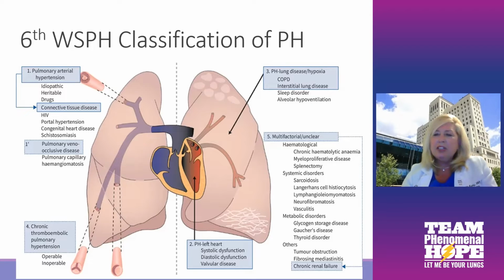Again, medications that are FDA approved to treat are the group 1 pulmonary arterial hypertension patients, the group 3 interstitial lung disease, particularly those group 3 patients, and there are medications approved to treat chronic thromboembolic pulmonary hypertension for those patients that are not deemed operable.